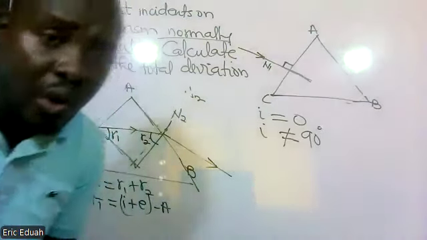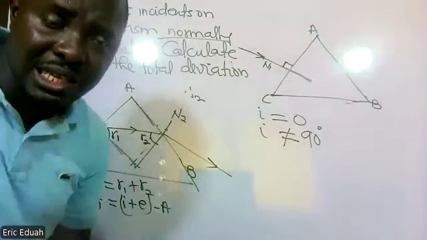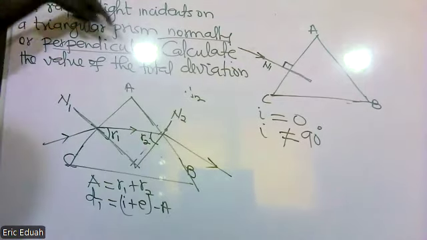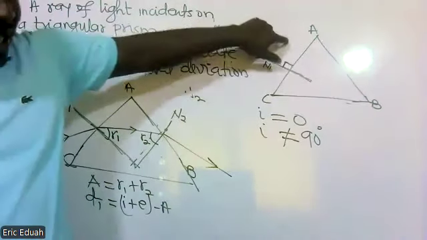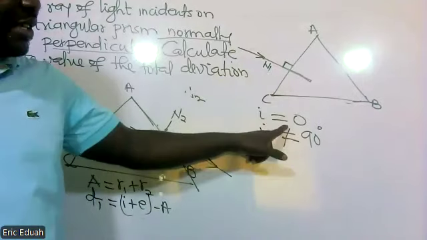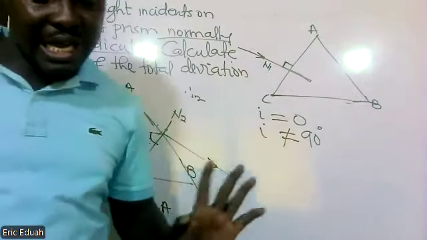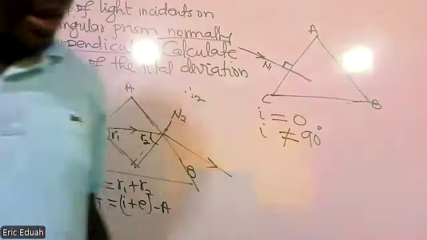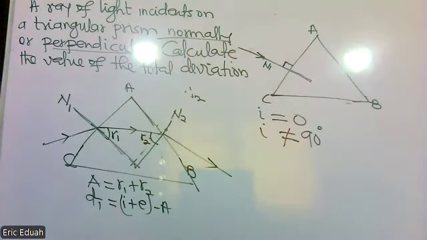So if the light ray is parallel to the normal or just along the normal, then there's no angle between the incident ray and the normal. So when the light hits the prism perpendicularly or normally, the angle of incidence is 0. Class, are you okay? Yes? That point is very, very important, so you must pay attention.